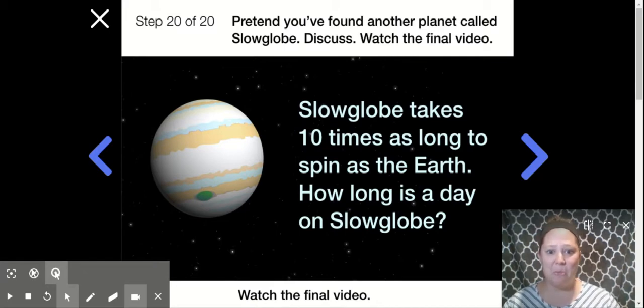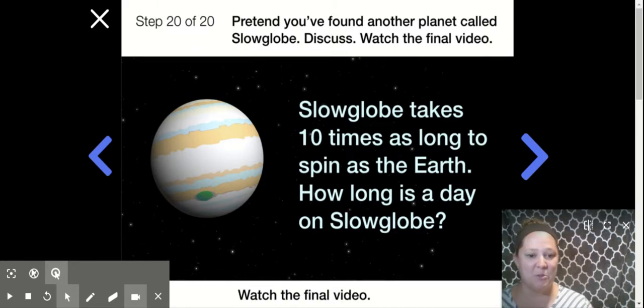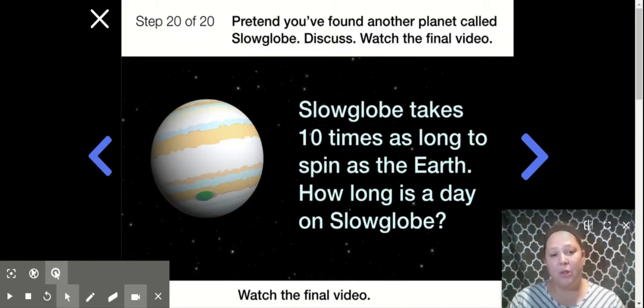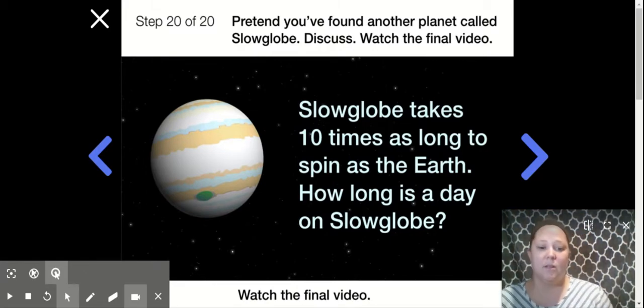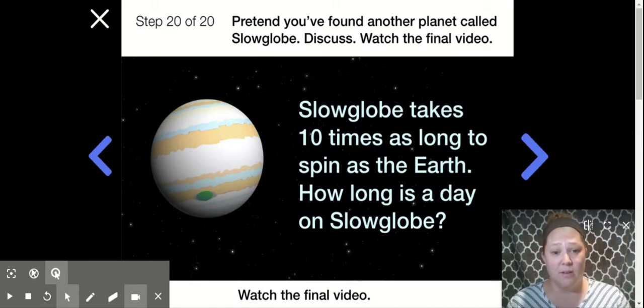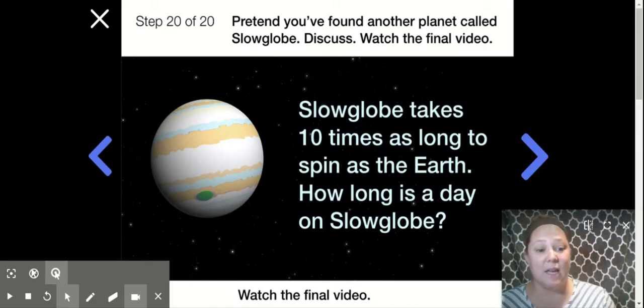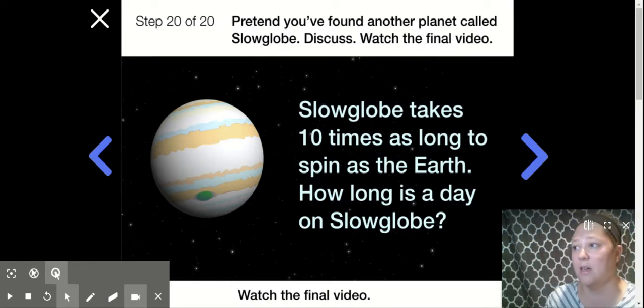Okay, so Slow Globe, another tricky name, not so much, right? So Slow Globe takes 10 times as long to spin. So I'm already trying to do that math. 10 times to spin as the Earth. How long is a day on Slow Globe? So here we have 24 hours. Okay, I need to go 10 times slower. I'm going to try to do that as I explain, so listen carefully.